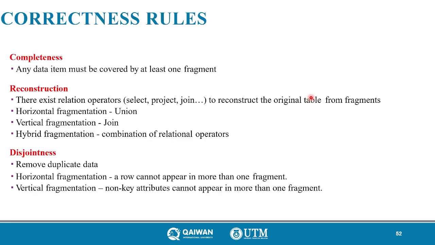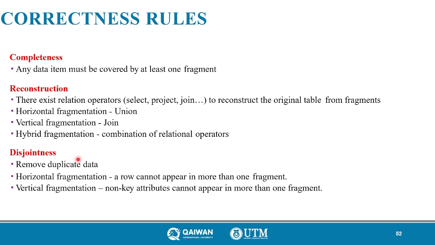Now, the correctness rules. Completeness: any data item must be covered by at least one fragment. If you have a big table, all of the data inside it at least needs to be covered by one fragment. Reconstruction: there exist relational operators, select, project, or join, to reconstruct the original table from fragments. Horizontal fragmentation uses union, vertical fragmentation uses join, and hybrid fragmentation uses a combination of relational operators.